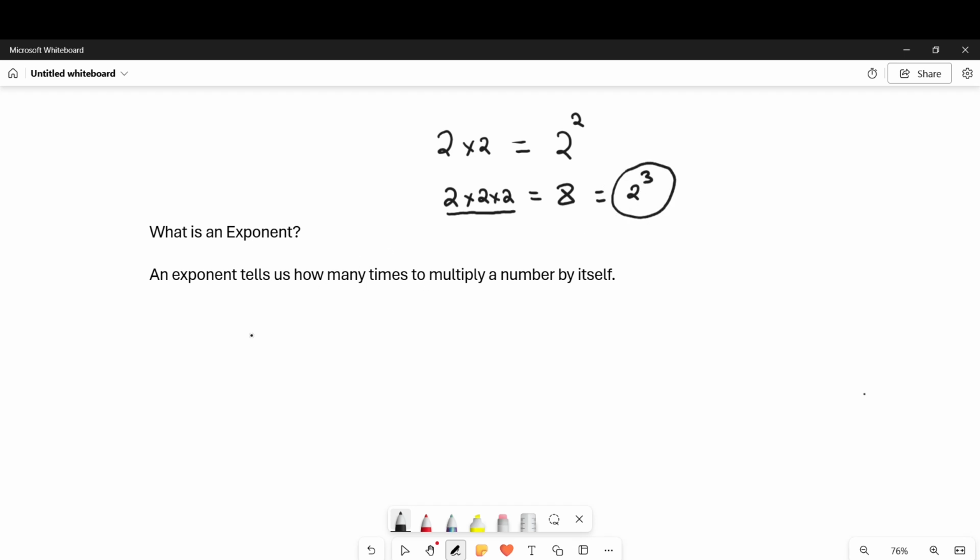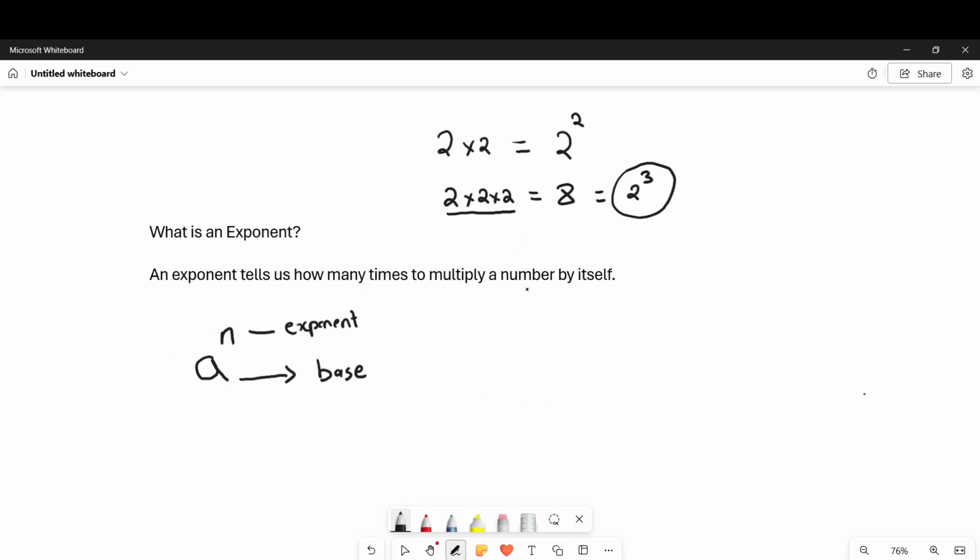Basically, an exponent has a base value. Assume this a is a number, a variable, and we raise it to a power n. This a is called the base of the exponent, and the n is called the exponent. So a raised to the power of n is the basic structure of an exponent.